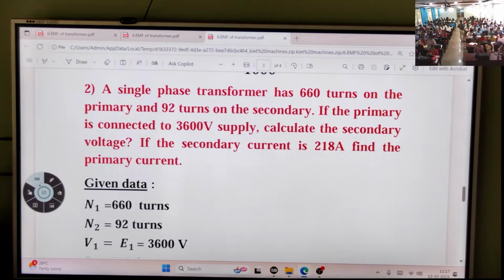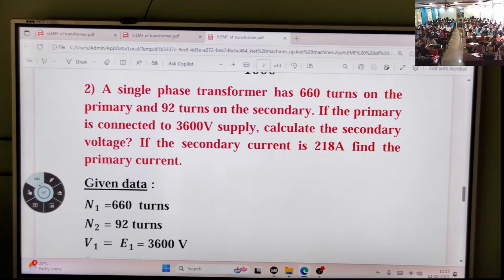Write down the second problem. A single phase transformer has 660 turns on the primary and 92 turns in the secondary. If the primary is connected to 3600 volt supply, calculate the secondary voltage. If the secondary current is 213, find the primary current.